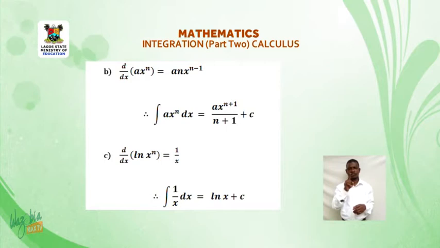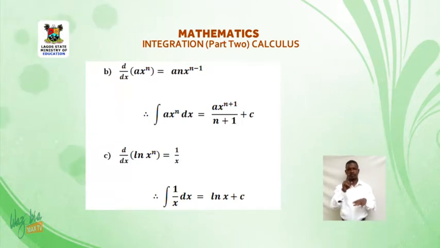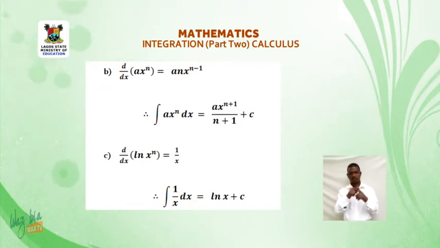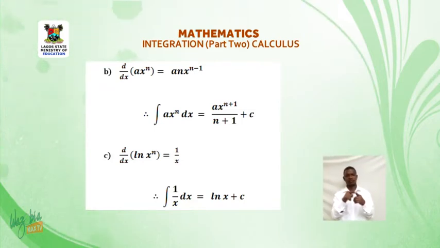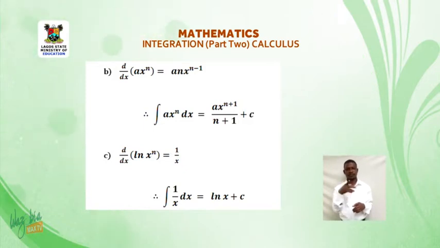C. The derivative of ln x is equal to 1 over x. Therefore, the integral of 1 over x with respect to x is equal to ln x plus c.